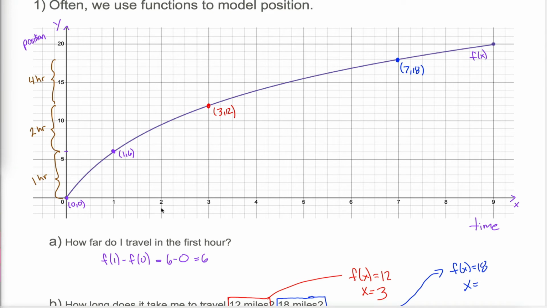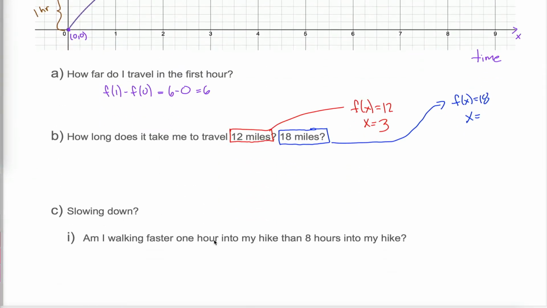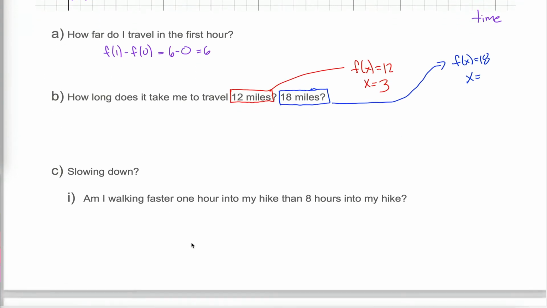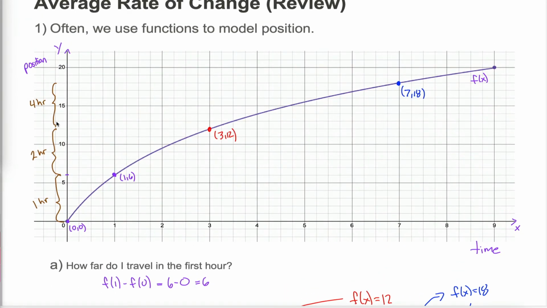Let me try asking you a question that we're not really equipped to answer right now. Am I walking faster 1 hour into my hike than I am 8 hours into my hike? Based on the analysis that we've done so far, you might say, yeah, definitely. And it sort of makes sense, right? I'm this old guy, I'm going to get tired the further I hike. After just an hour, I'm relatively fresh, walking pretty quick. After 8 hours, I'm totally spent. I'm slowing down, and the data seem to support that, as it's taking me longer and longer to accomplish these 6-mile sections.